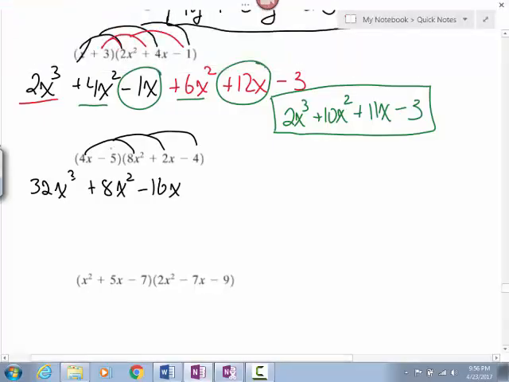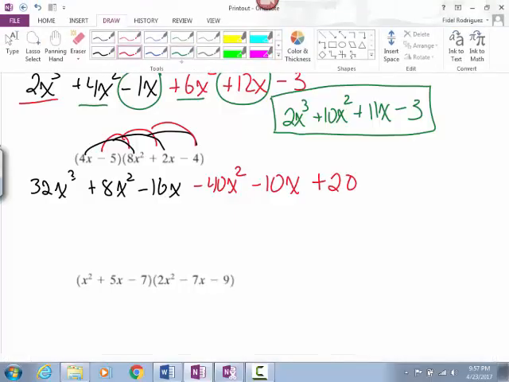Alright, we'll try the same thing, but now with our minus 5. So minus 5 times 8x squared is a negative 40x squared. A negative 5 times a plus 2x is a minus 10x. And a negative 5 and a negative 4 multiplied is a positive 20.